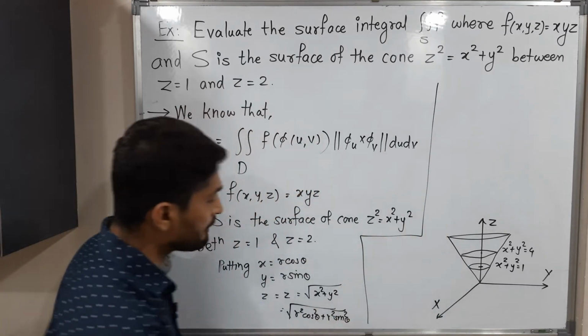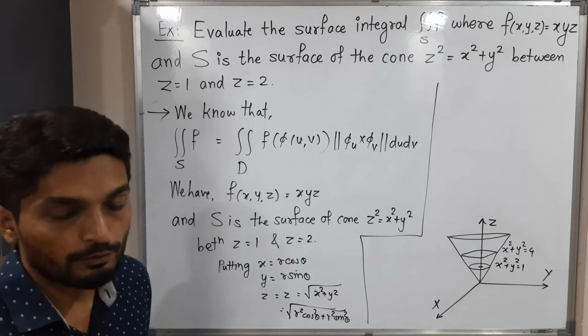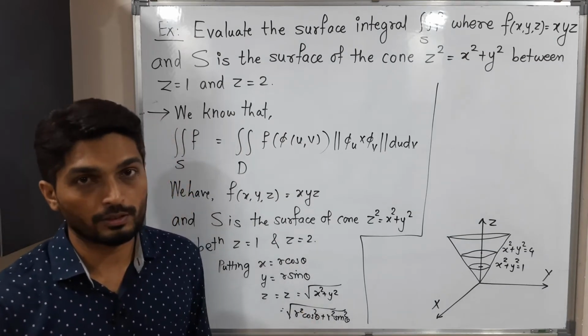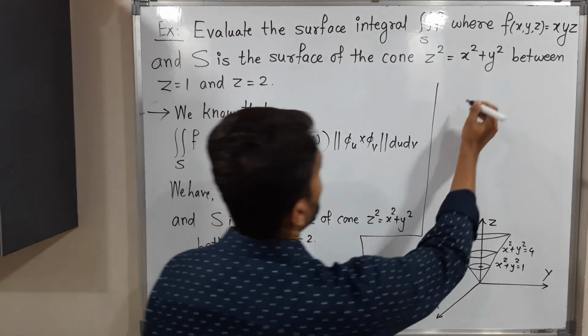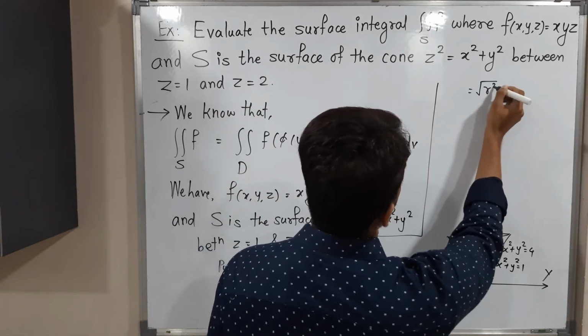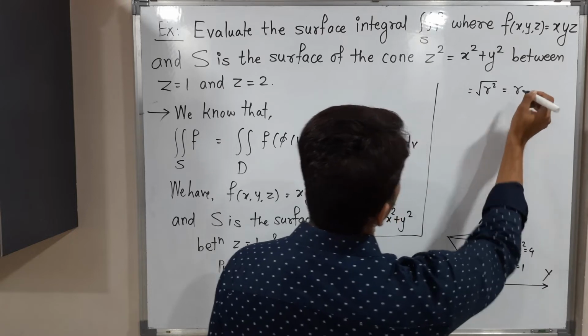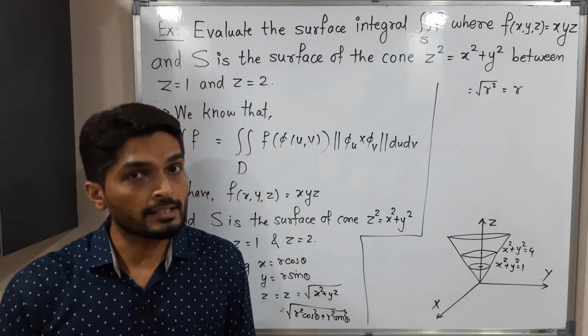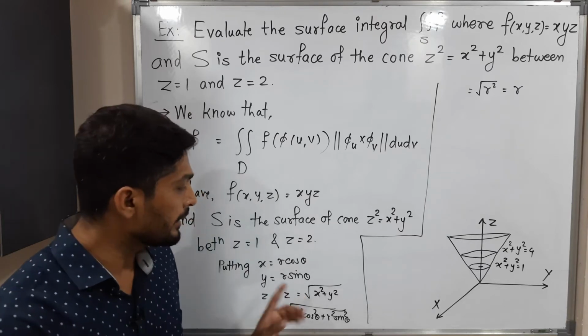See, what can we do here? We can take r square common. So if you take r square common, inside the bracket we will have cos square plus sin square, which is 1. So this is equal to root r square. Root and square will get cancelled to each other, and r, that means z is equal to r. So in this way we express x, y and z in terms of only r and theta.